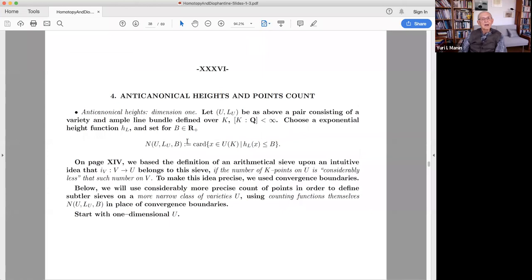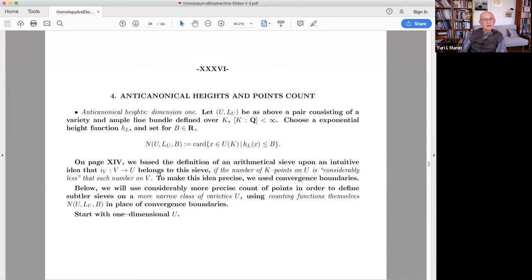Okay, so Fano varieties and anticanonical heights and points count. So let's consider the simplest arithmetical examples, that is just one dimensional varieties. So consider, well, this is the general notation. This is the general definition. This is the number of points whose height is bounded by B on U, with the system of coordinates L_U.